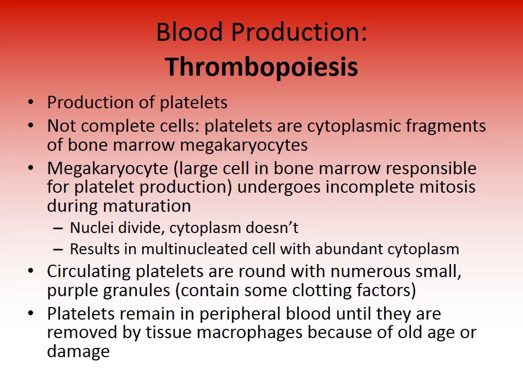So that was erythropoiesis. Let's talk about thrombopoiesis. It's a type of hematopoiesis, but more specifically for thrombocytes, okay? So it's the production of platelets. Platelets are not a complete cell. Platelets are cytoplasmic fragments of bone marrow megakaryocytes. Now, a megakaryocyte is a large cell that's found in the bone marrow, and it's responsible for platelet production. So it's a very immature form of a platelet.